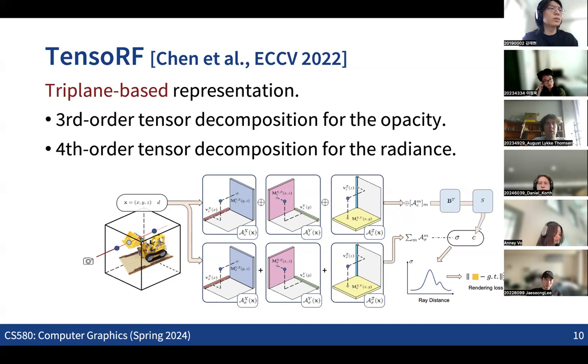So by having this kind of three planes, we could have an interesting trade-off when combining some implicit representation and also the explicit representation.